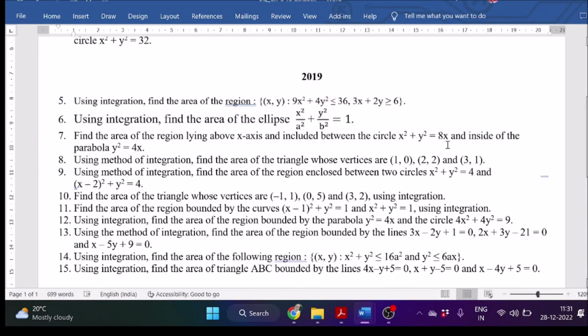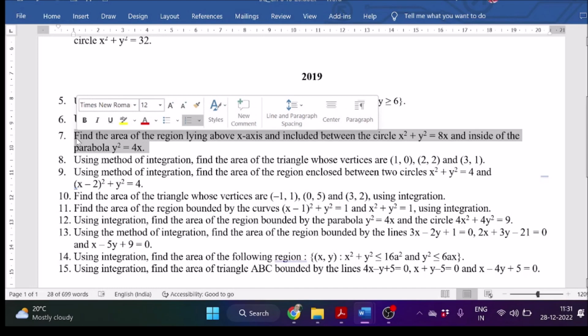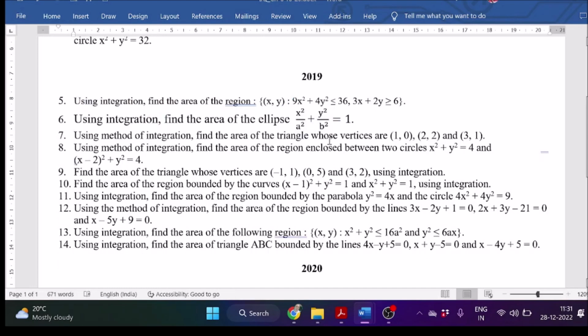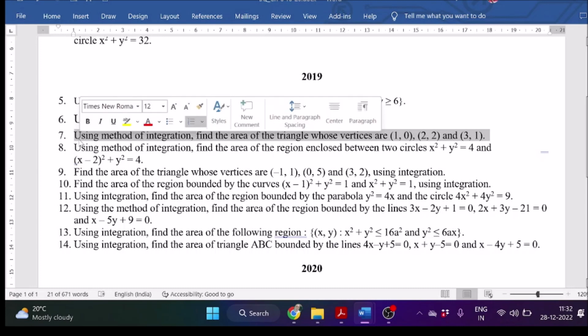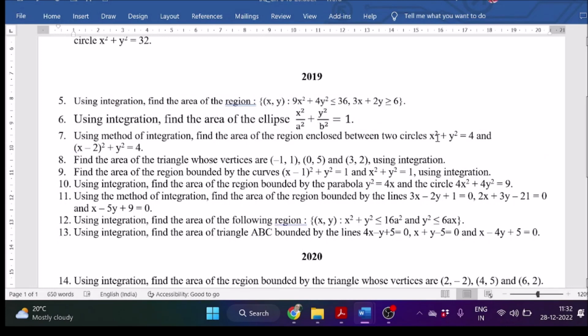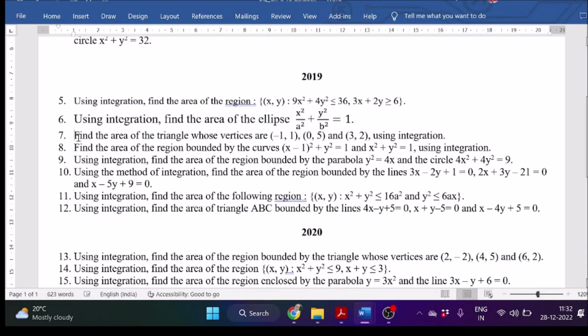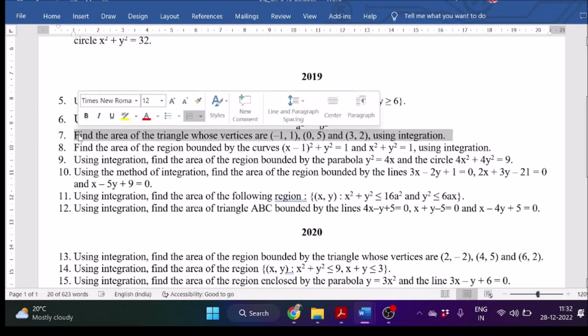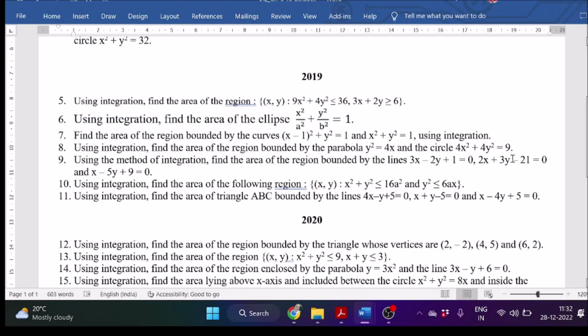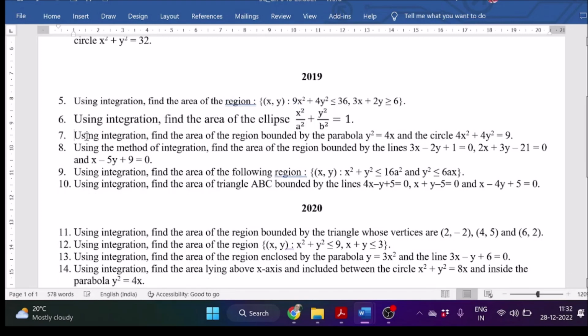Next question, here also the circle is given where shifting of the origin is there, so it will also not come. Using the method of integration, again the area of a triangle, it may not come. Next question, area between two circles, one circle is not in standard form, so it will not come. Triangle, again area of a triangle, it will not come. Next question, again a circle where the origin is shifted, it is not in standard form, it will not come.